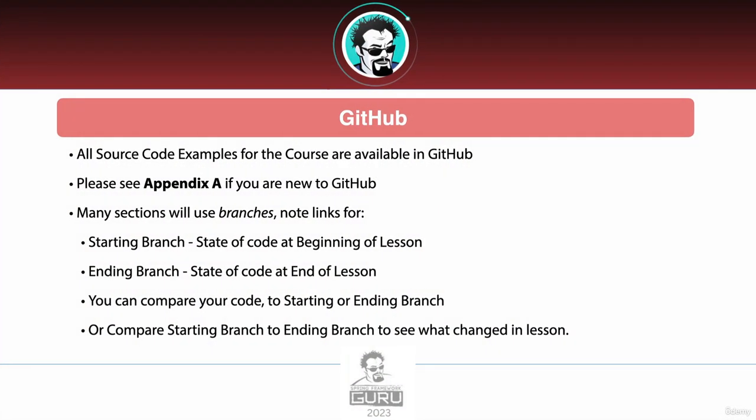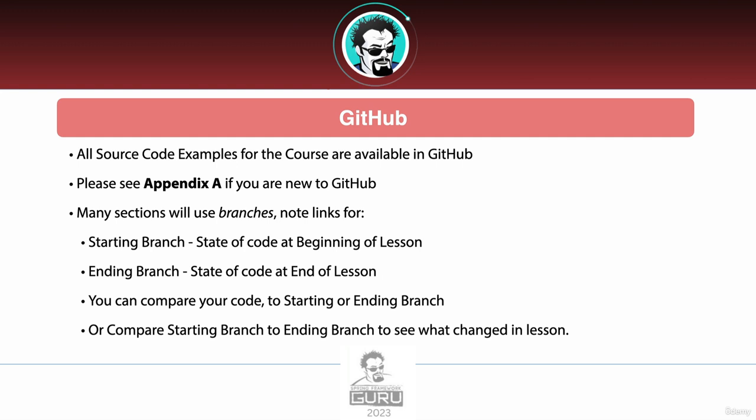Now, all the source code examples for this course are going to be available inside of GitHub. If you are new to GitHub, please see Appendix A. I've got a series of links there on how to use GitHub. I do want to stress that GitHub is not needed for the course. You can go into GitHub and download the source code as a zip file. But if you do use GitHub, it's very helpful because I use branches inside of GitHub. So every time I start coding, I'll create a branch, and that will be the state of the code at the beginning of a lesson. And then I'll commit to that branch, and then you'll see the ending state of the code. So you can do a comparison and contrast.